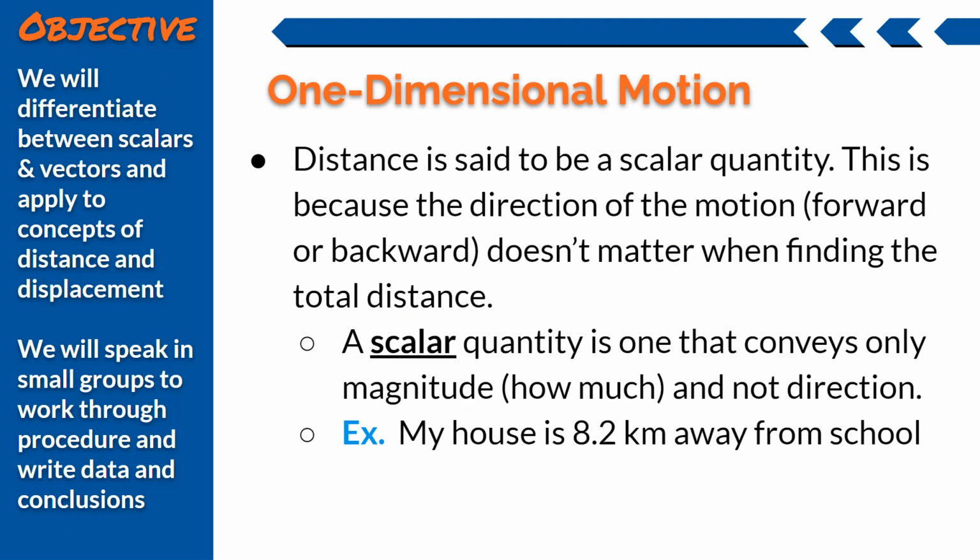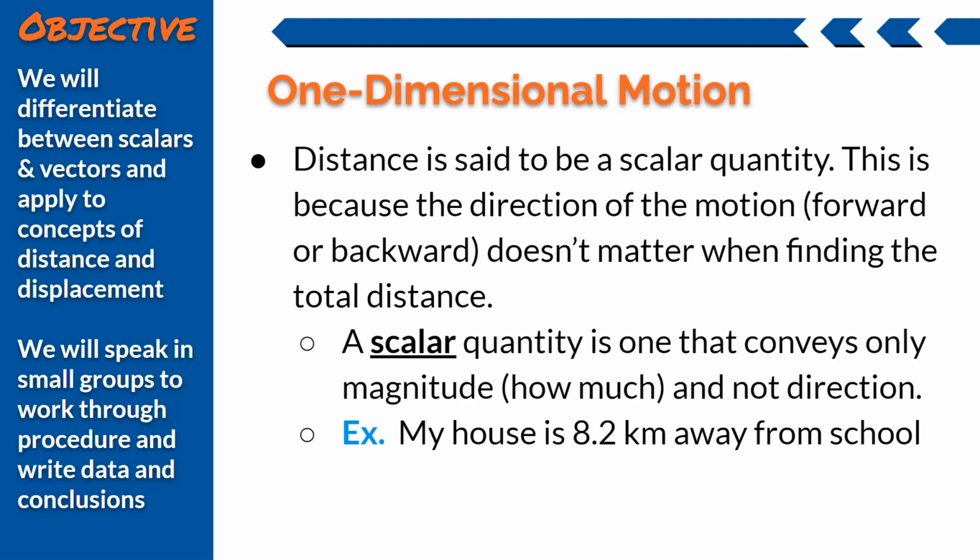Distance is a scalar quantity. This is another vocab term, scalar. Okay, it's a scalar quantity. This is because the direction of motion, forward or backward or north, south, east, west, whatever, doesn't matter when you're finding the total distance. I didn't care that I went east and then north and then west and then south. I didn't care which way I went, I just added it all together. And so if you're not taking into account the direction of your motion, that's going to be distance. That's going to be a scalar quantity.